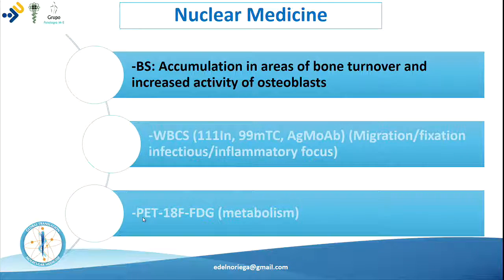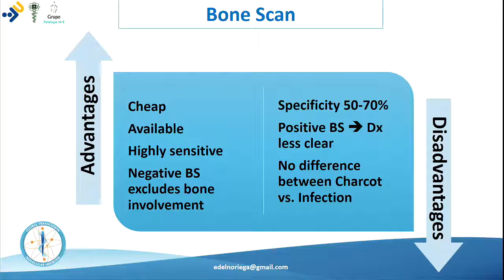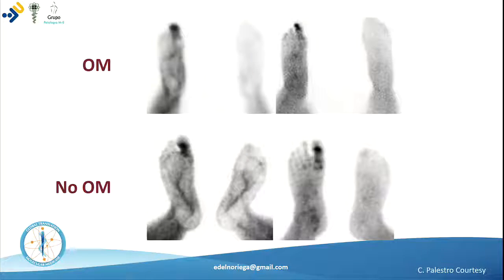Bone scan is an exploration where we can see accumulation of the tracer in areas of bone turnover and increased activity of osteoblasts. It's a very cheap and available test, highly sensitive, because a negative bone scan can exclude bone involvement, but it is less specific. And a positive bone scan has an unclear diagnosis, so it cannot differentiate between Charcot versus infection or some other pathology. For example, we have here two patients with very similar bone scan images, hyperemia and high uptake in the first toe of the right foot, but the first row is an osteomyelitis, and the second one is another pathology, in this case a fracture.